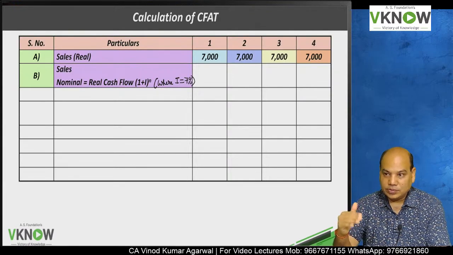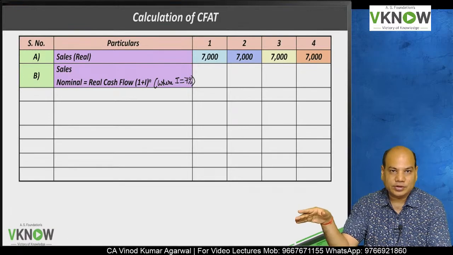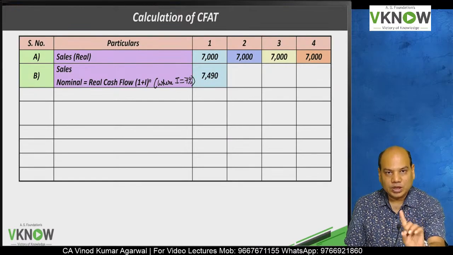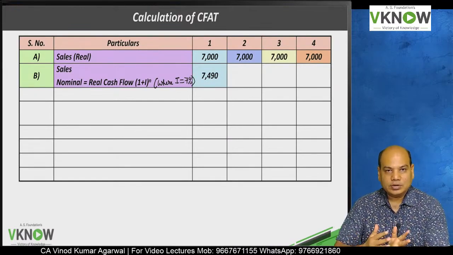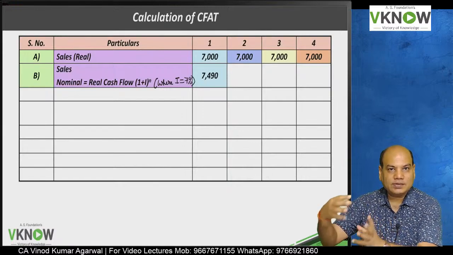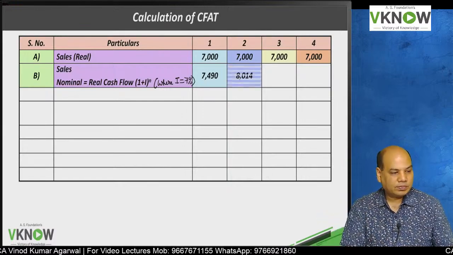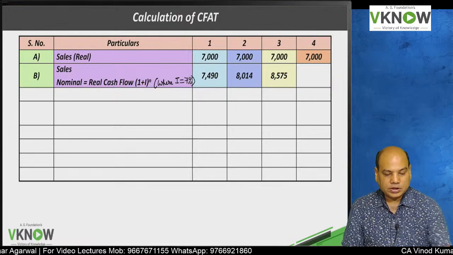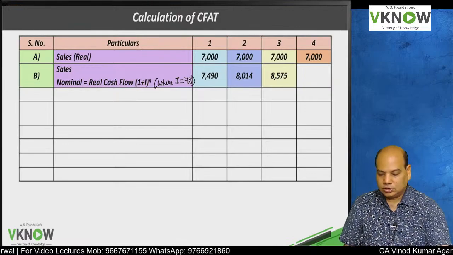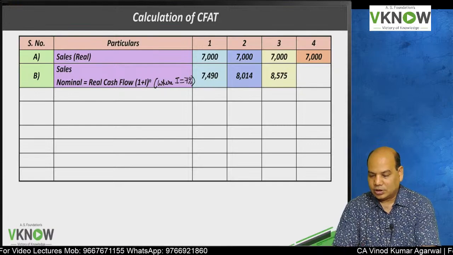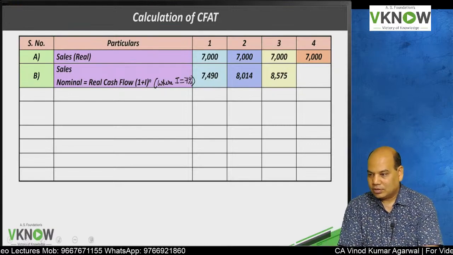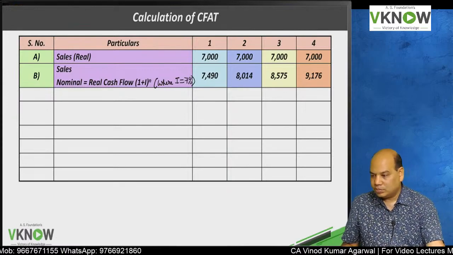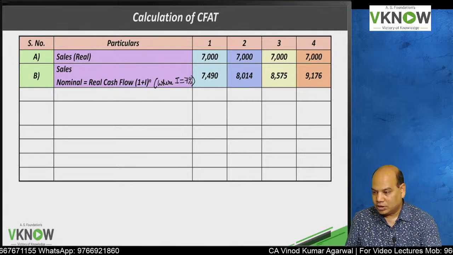You type 7,000 plus 7% because all years are 7,000. If it was different, then you have to do it separately. 7,000 plus 7%. After 1 year with inflation, your revenue will be 7,490 plus 7%, 8,014 plus 7%. Next column. Round off the number. Don't write in decimal.